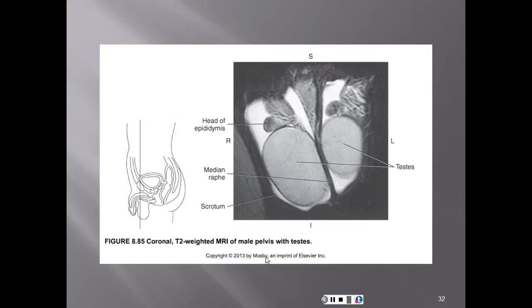T2 weighted MRI of male pelvis with the testes. You want to know all the anatomy here. The head of the epididymis, the median raphe, which should be there to separate the testes, and the scrotum is just the sac that holds the testes. These are the testes. 1, 2. So be familiar with all of the anatomy on this page.